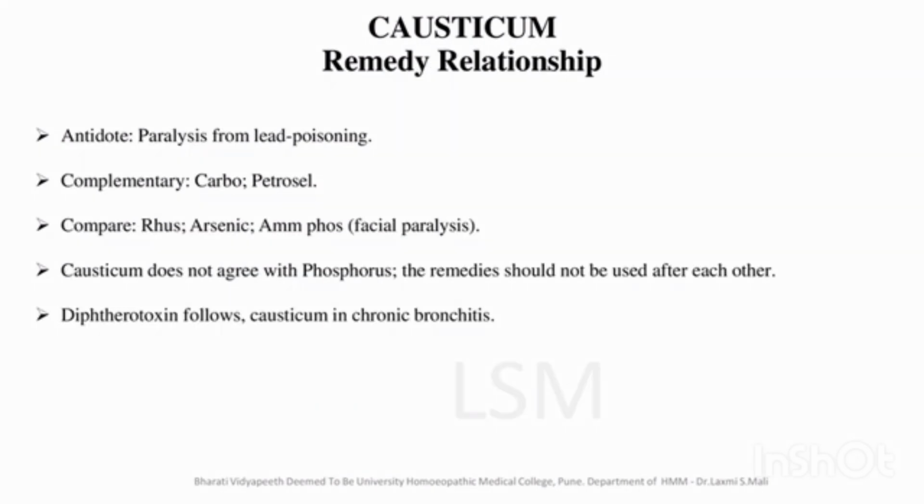In remedy relationship of Causticum, we see that Causticum antidotes the paralysis from lead poisoning. It is complementary to Carbo vegetabilis and Petroselinum. We can compare Causticum with Rhus toxicodendron, Arsenicum, and Ammonium phosphoricum in facial paralysis. Causticum does not agree with Phosphorus. The remedies should not be used after each other. Dioscorea follows Causticum, particularly in chronic bronchitis.